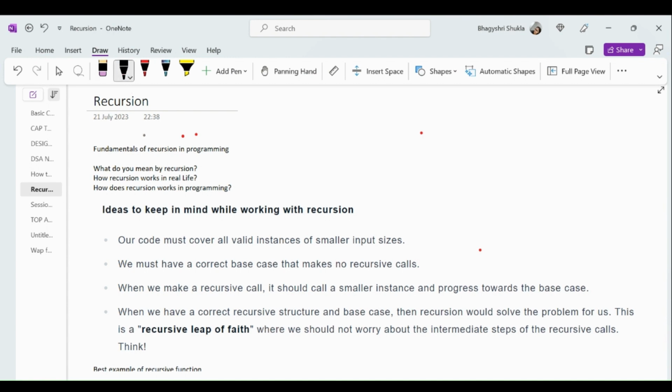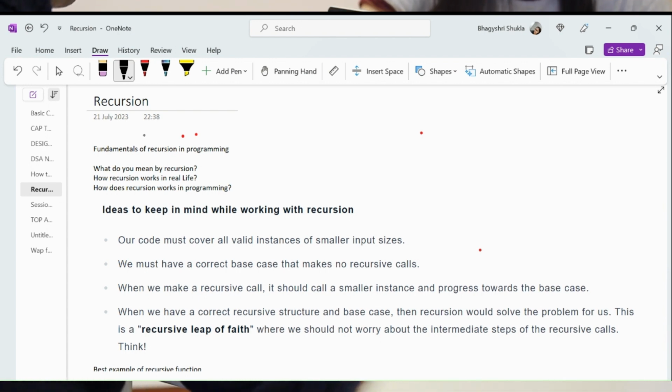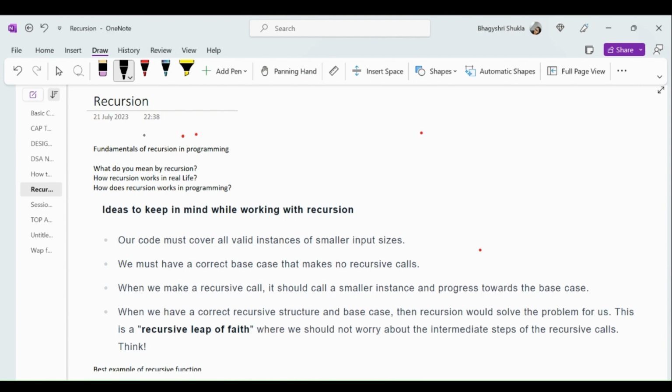Finding n factorial, we heard about this in 11th or 12th grade: what is the factorial and how do we calculate it? So I'm asking, what is n factorial? You have an image in your mind that n factorial equals n into n minus 1, and so on. Similarly for the Fibonacci series, you are going to solve n minus 1, n minus 2, like that. So that's a basic example of recursion.